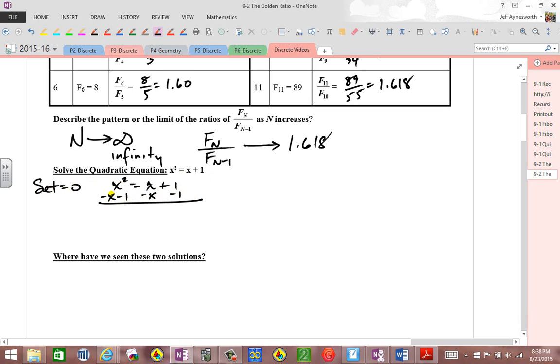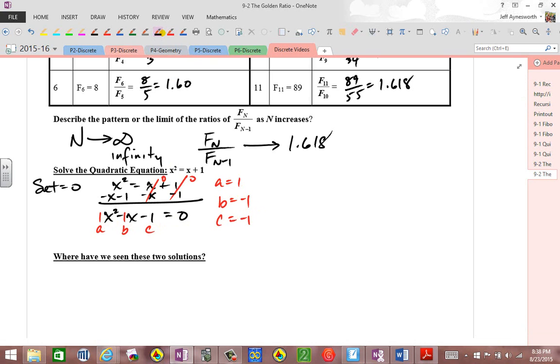And if you just read it, x squared minus x minus 1 is equal to 0. Why? Because that's 0 and that's 0. So what are the coefficients here? Well, a is 1, b is negative 1, and c is negative 1.